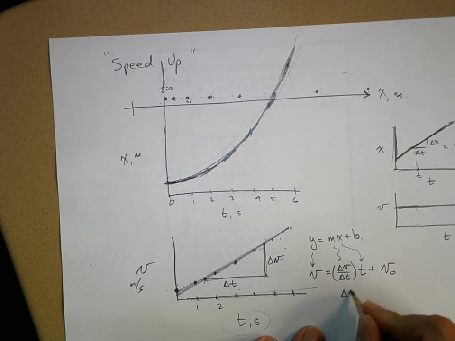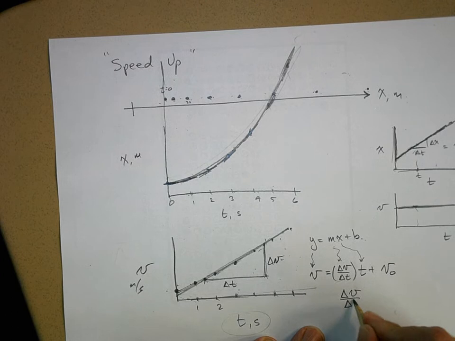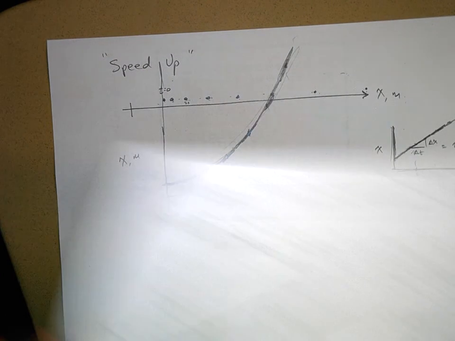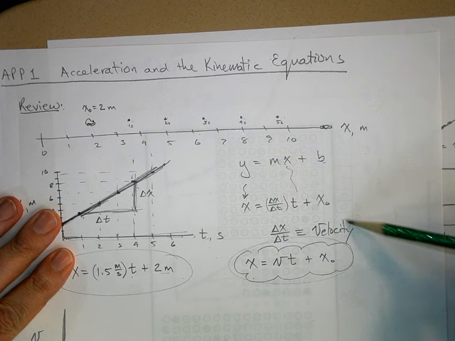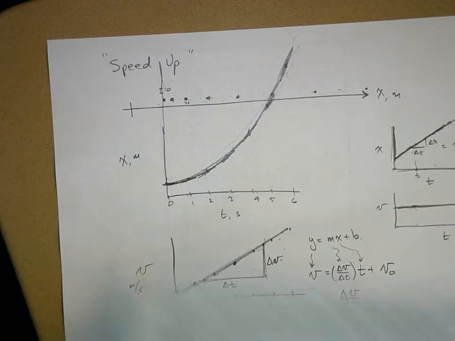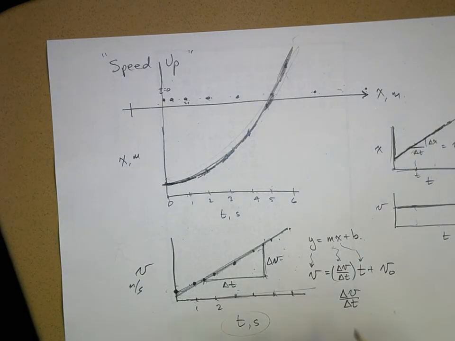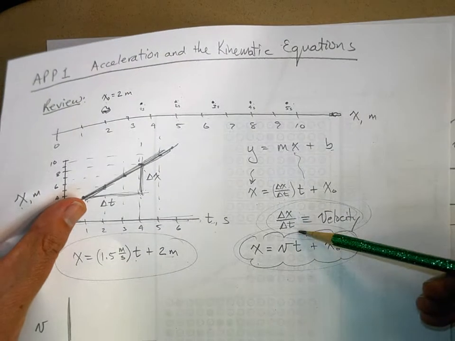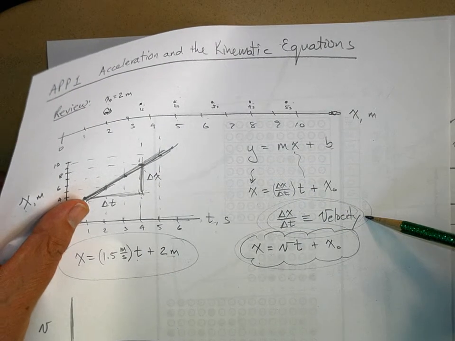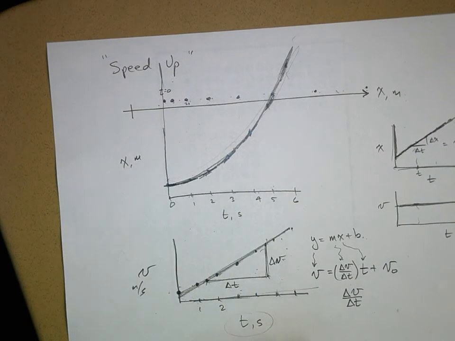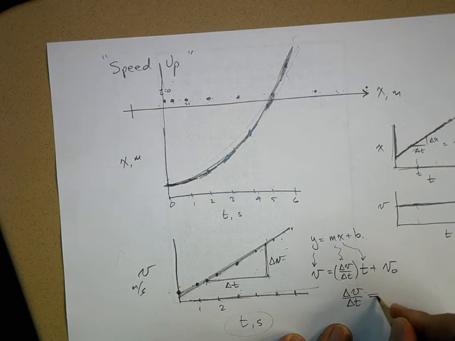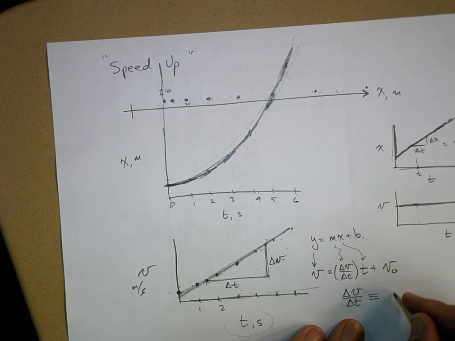Now, the slope. What we did over here is we said delta x over delta t. We have a name for that. We're going to call it velocity. Well, guess what we're going to do with delta v over delta t? Delta x over delta t is called velocity. But here we have delta v over delta t, and we have a name for that. Can you guess? By definition, this is called average acceleration.